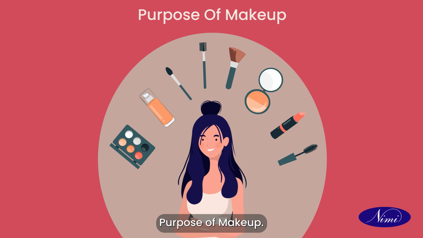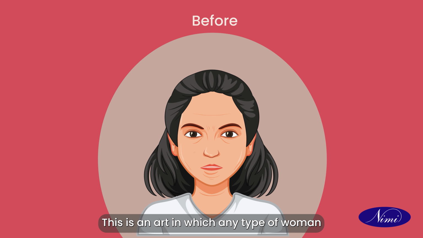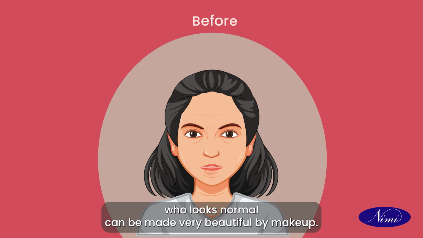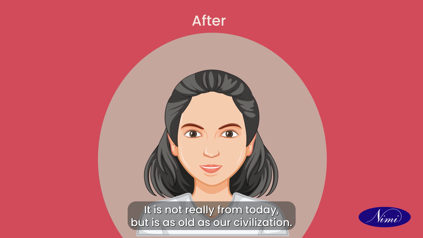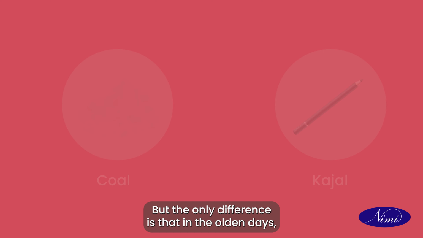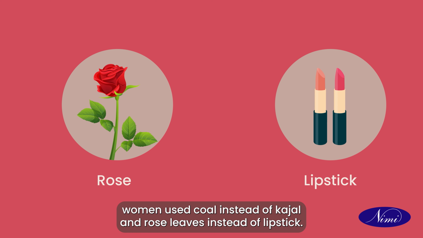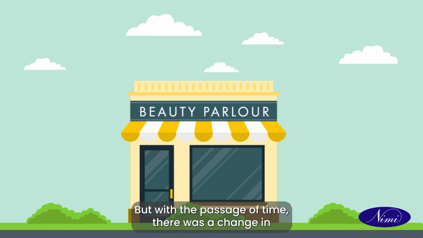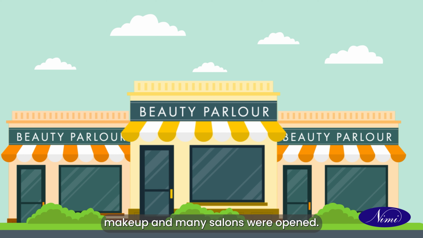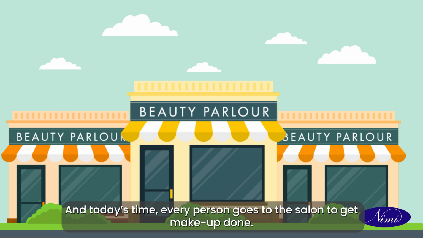Purpose of makeup. This is an art in which any type of woman who looks normal can be made very beautiful by makeup. It is not only from today but is as old as civilization. But the only difference is that in the olden days, women used kohl instead of kajal and rose leaves instead of lipstick. But with the passage of time, there was a change in makeup, and many salons were opened, and in today's time, every person goes to the salon to get makeup done.